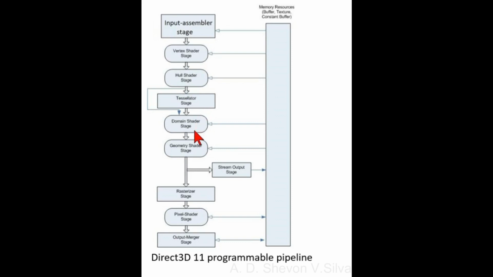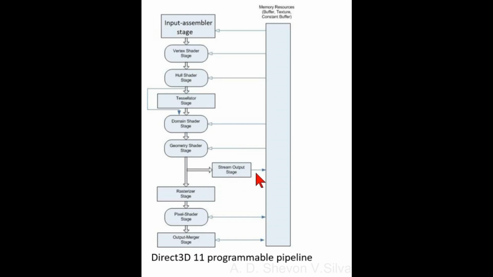The domain shader stage is connected to the geometry shader stage, and the geometry shader stage is connected to the stream output stage and rasterizer stage. The rasterizer stage is connected to the pixel shader stage. The pixel shader stage is connected to the output merger stage. The stream output stage is connected to memory resources.